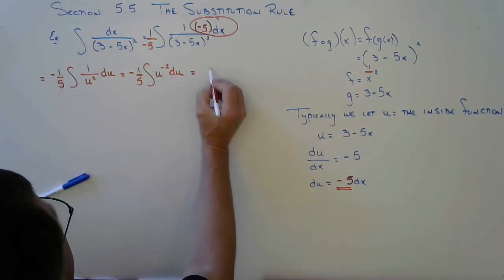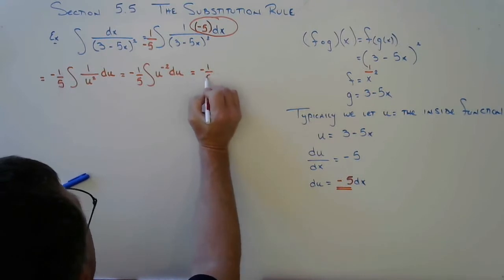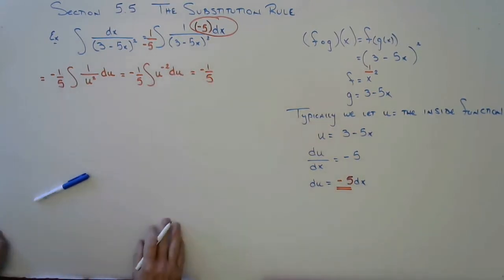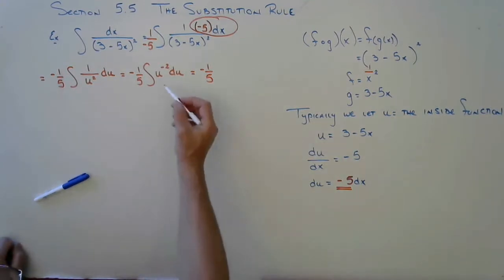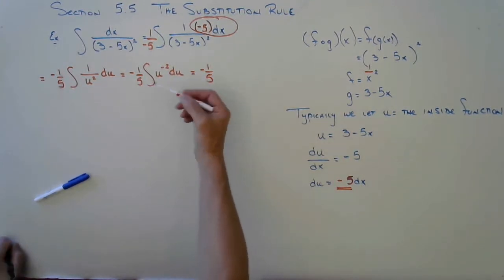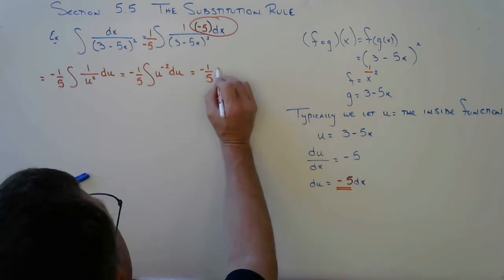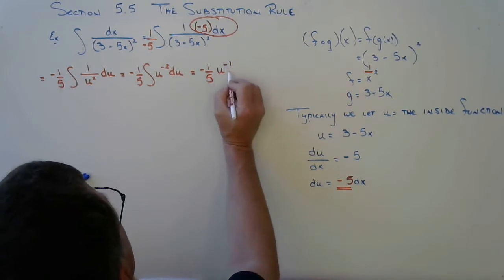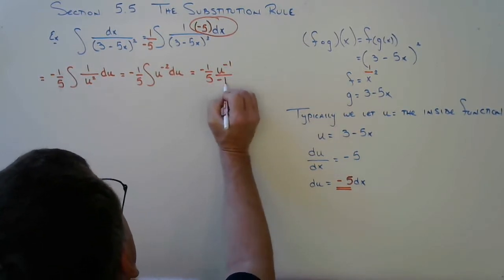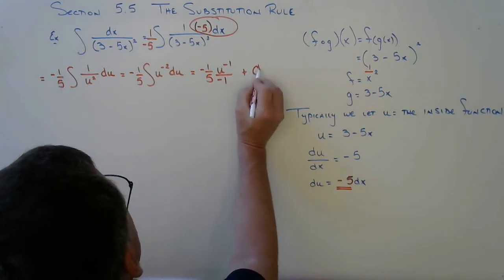Now, we know what that is. That's negative 1/5. We add 1. Be really careful when you have negative exponents, because when you add 1, a lot of times we want to make that a 3, but it's not, is it? We add 1. That's going to be u to the negative 1. We divide by our new exponent. We tack on our c.